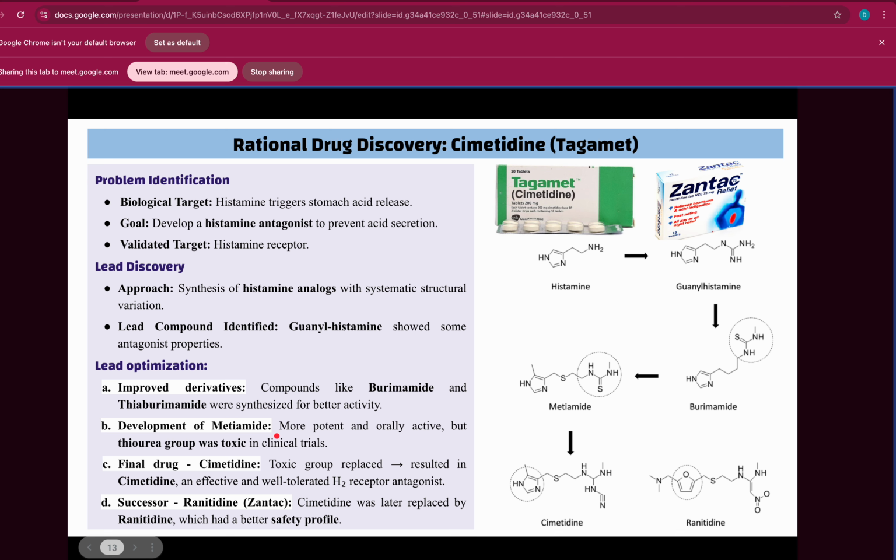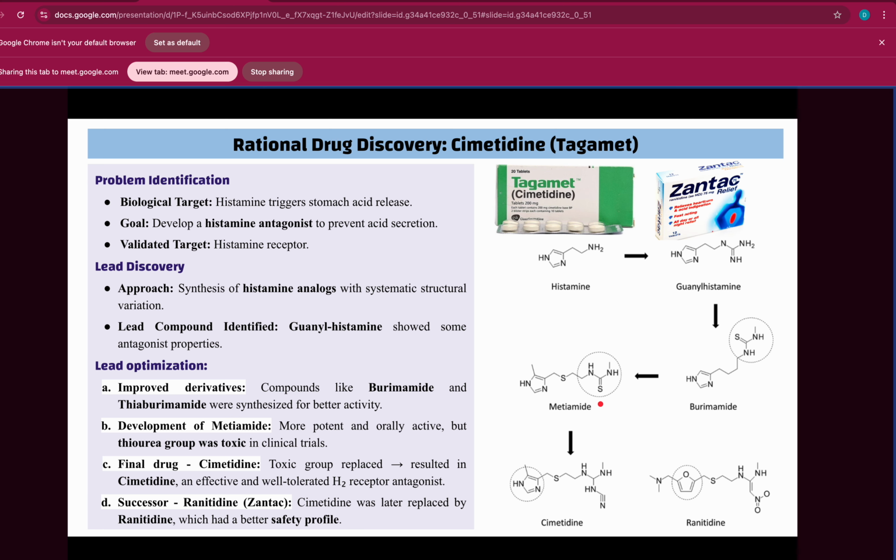So next optimization step was to make it more potent and orally active, due to which other modifications were done, other hydrogen was attached, and then double bond S. So some modification was done in this particular group, after which we obtained metiamide. So in metiamide the problem was that it was containing sulfur, so it was toxic in clinical trials.